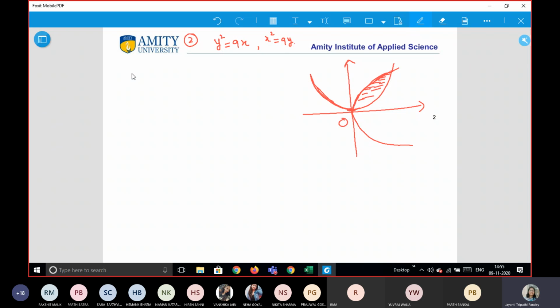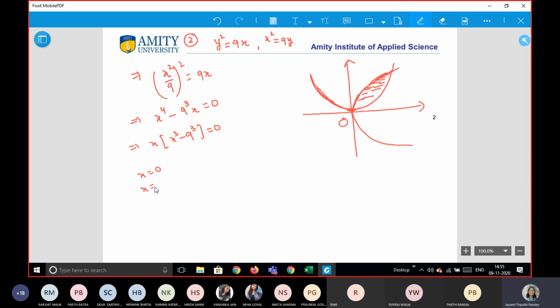Y square we can write as x square by 9 whole square is equal to 9x. So we will get x to the power 4 minus 9 cube x is equal to 0. So if I take out x, I have x cube minus 9 cube is equal to 0. So x is 0 or x is 9. Please check, is this fine?